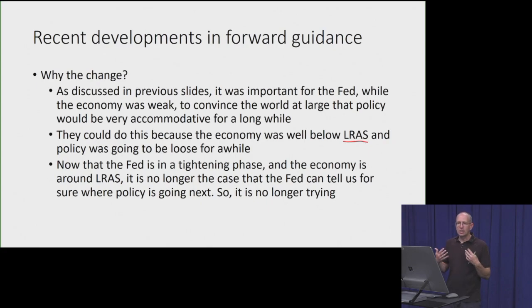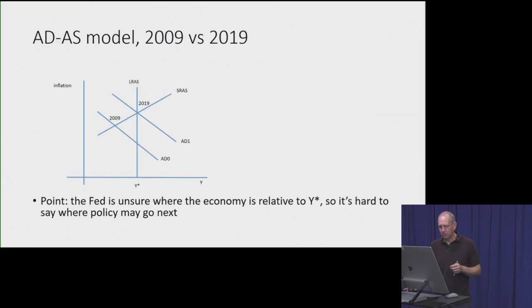The Fed is now in a tightening phase. They might be late in the tightening phase. But also, more importantly, the economy is in the ballpark of the long-run aggregate supply curve. And so the idea here is that the Fed can't tell us for sure where policy is going to go next. And so they're not trying. So what we can do here is a visual.